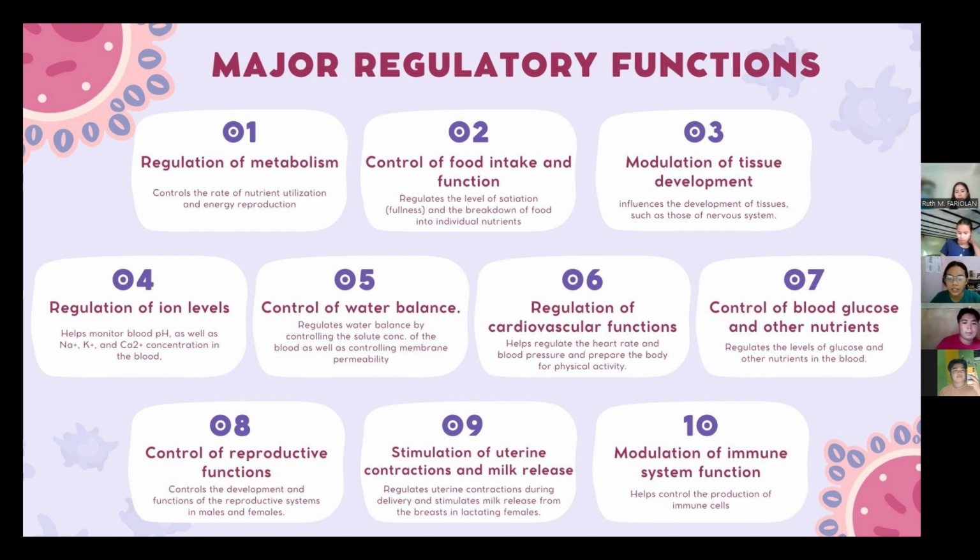Number six is the regulation of cardiovascular functions. It helps regulate the heart rate and blood pressure and prepare the body for physical activity. Number seven is control of blood glucose and other nutrients. This regulates the level of glucose and other nutrients in the blood. Number eight is control of reproductive functions. It controls the development and functions of the reproductive systems in males and females.